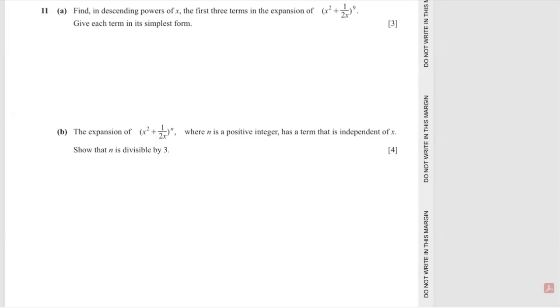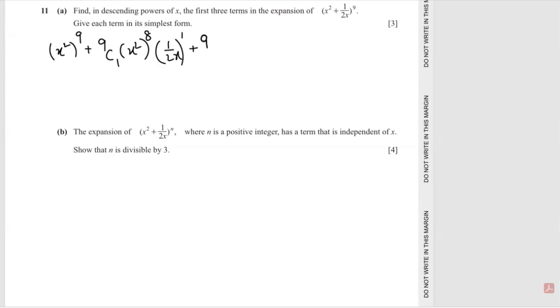Question 11, part A. Find in descending powers of x the first 3 terms in the expansion. Give each term in its simplest form. This is a binomial theorem question. So first, you need to raise to the power 9, then 9c1 x squared. The difference of these top and the lower value is 8. That is the first term's power. And 1 over 2x power is this lower value sub in the combination.